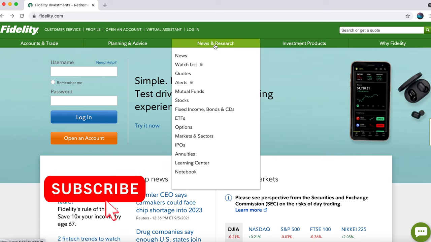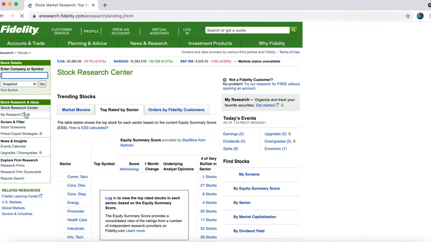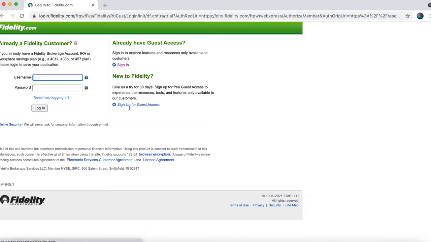So one thing to note, if you are going to be using the Fidelity Stock Screener, you must have an account with Fidelity. Now, Fidelity does have a 30-day free option. You can sign up for 30 days and get guest access.